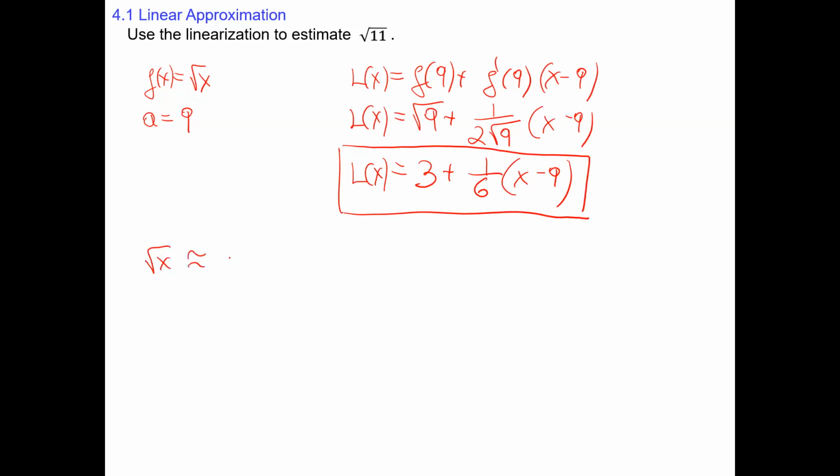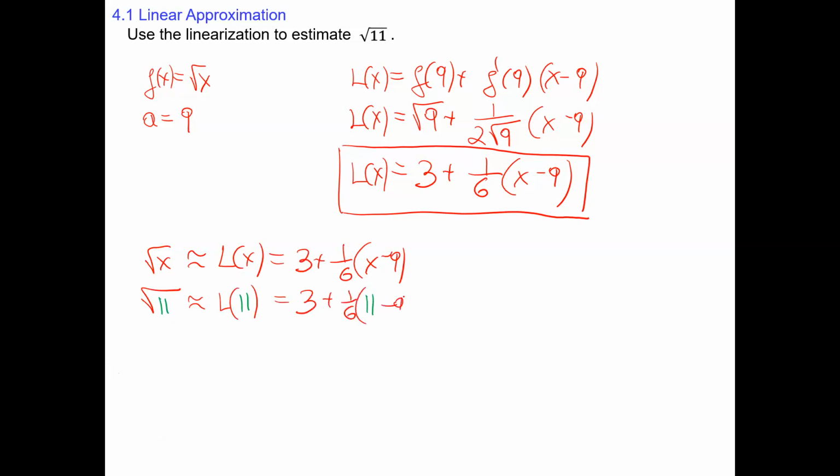Now, the function square root of x can be approximated by the linearization, 3 plus 1/6 times x minus 9. Now, square root of 11: we can just approximate by substituting into the equation. 11 minus 9, we're going 2 units away. 1/6 times 2 is 1/3. So 3 and 1/3, and we can leave it like this. That's it. Square root of 11 is approximately 3 and 1/3.